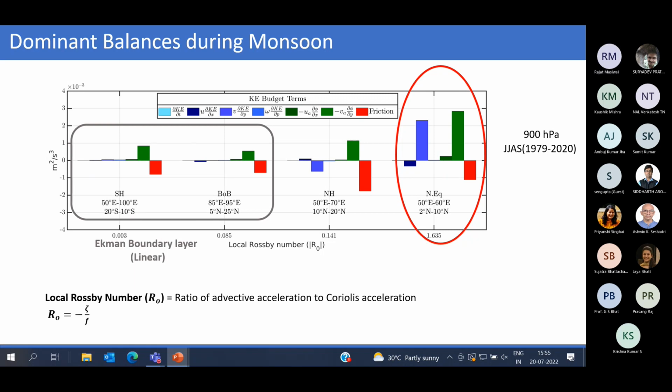No, we have just quantified these using the local Rossby number. We have not looked at the Ekman number. No, this is reanalysis data, ERA5, yeah. No. This friction is calculated as a residue of all the other terms. Yeah, it is not a pure friction.